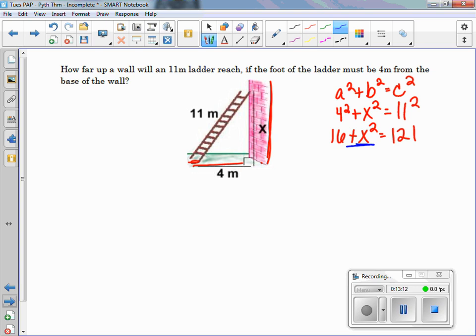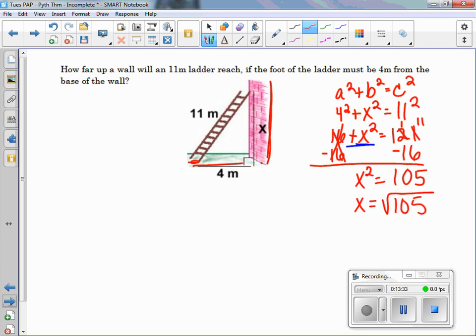Again, I want my x squared by itself. So I'm going to subtract 16 from both sides. This goes away and leaves behind my x squared. This becomes an 11 and a 1. So I can do 11 minus 6, which is 5, 1 minus 1, which is 0, 1 minus 0, which is 1. Now, I don't know what the square root of 105 is, but I do know that it's really close to 100, and on the other side is 121. So I'm going to say my number is going to be pretty close to 10 meters. Or you could also just leave your answer as the square root of 105 meters.